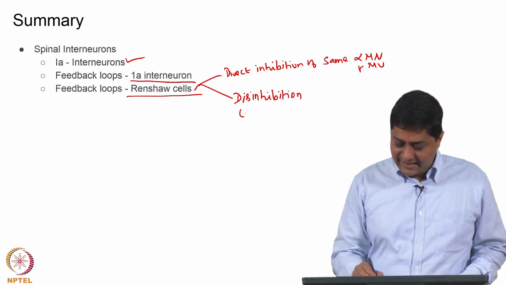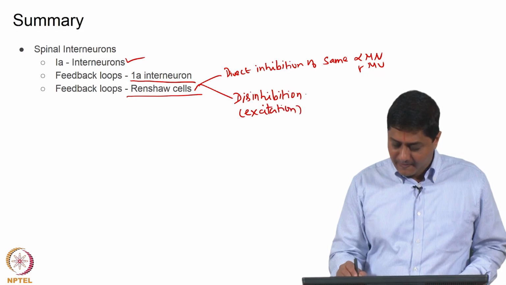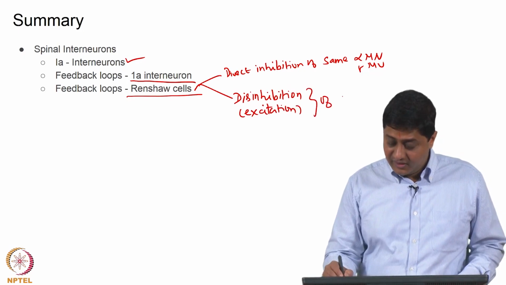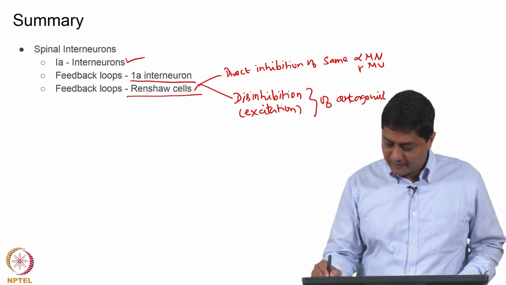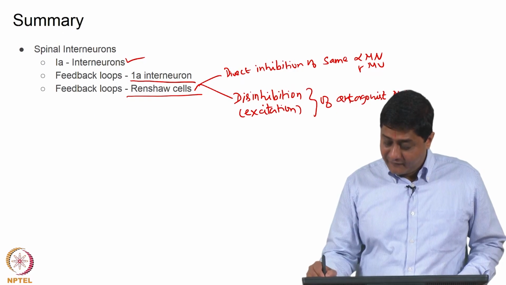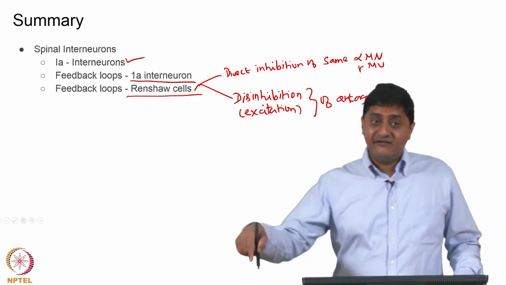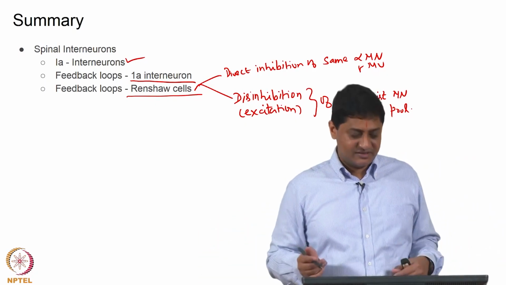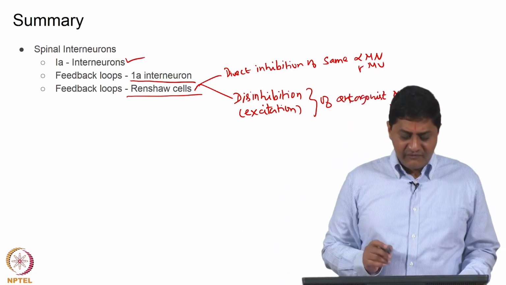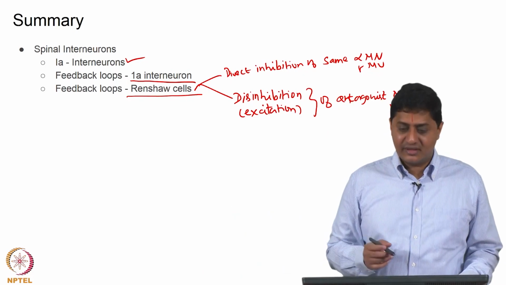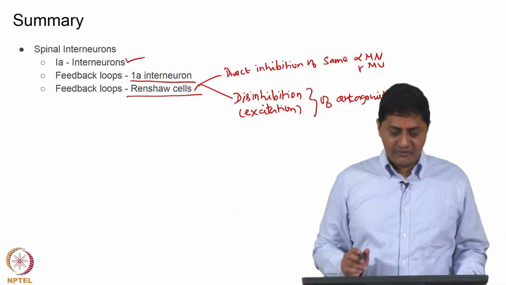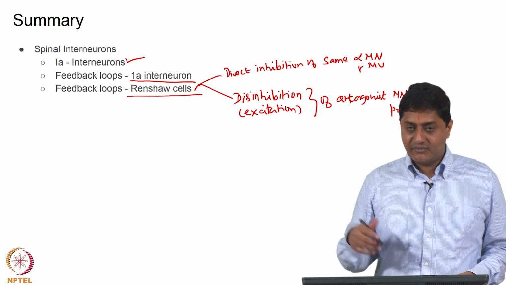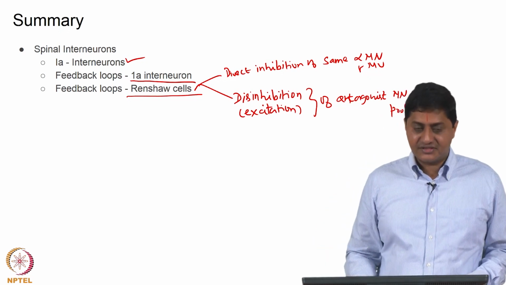or excitation of the antagonist motor neuronal pool. So, by this, because I am activating the opponent, because I am activating the antagonist, negative feedback is achieved. So, we have seen these three cases, we will see more cases and those that involve reflexes and stuff from future classes, in future classes.